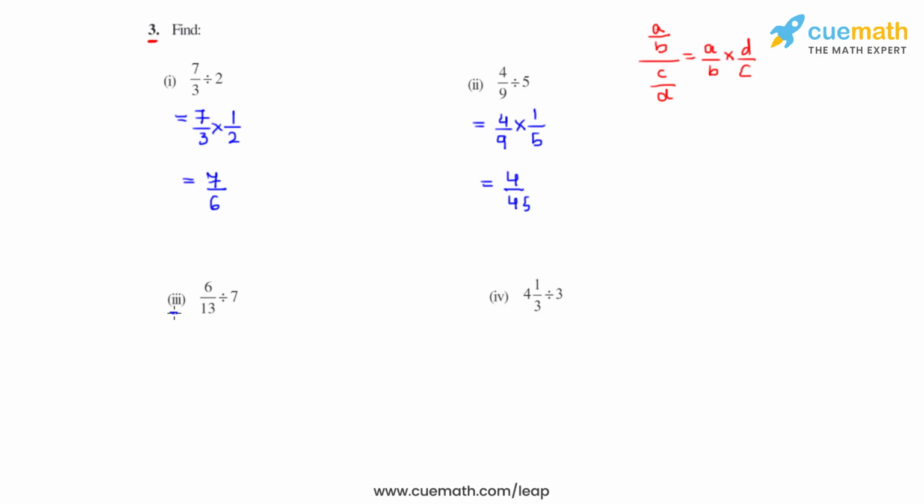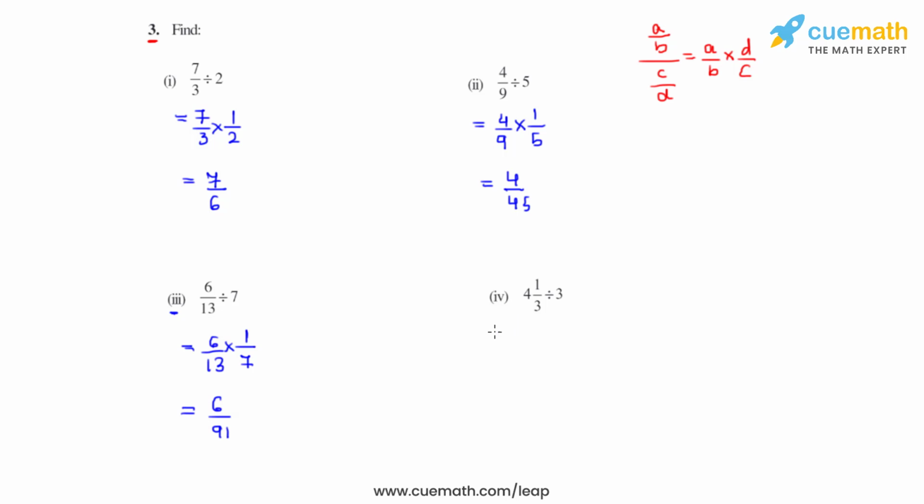Coming to the third bit, we have 6 over 13 divided by 7. Going by the method that we have just understood, we put a multiplication sign, flip or invert 7, and that gives us the fraction as 1 over 7. Multiplying these two fractions will give us the product as 6 over 91.